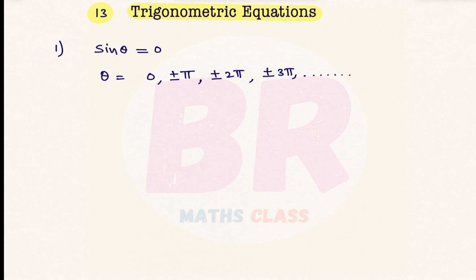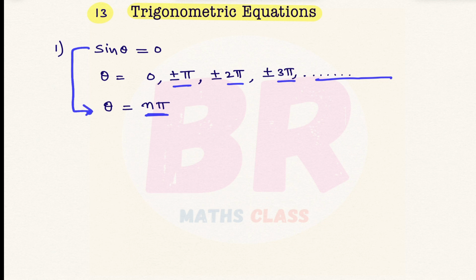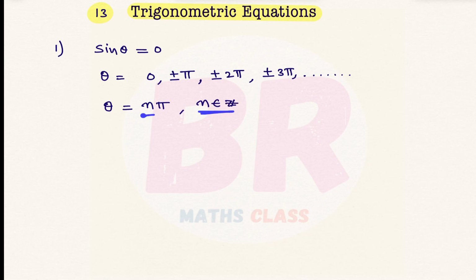What is the general solution? The generalized form of the solutions. Every time we cannot write all these solutions. So the general solution, or generalized form of solution, of this equation is n pi. Look here, pi, 2 pi, 3 pi, 4 pi like that. The general form of the trigonometric equation sin theta equal to 0 is n pi. Here, what is n? N can be any integer. Suppose if I take n equal to 3, you will get 3 pi.